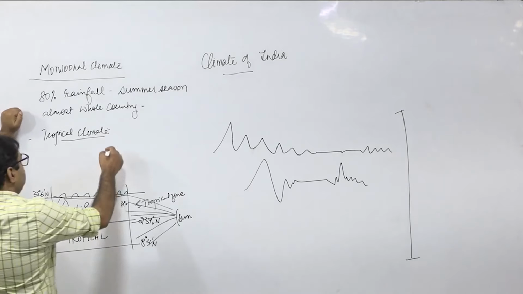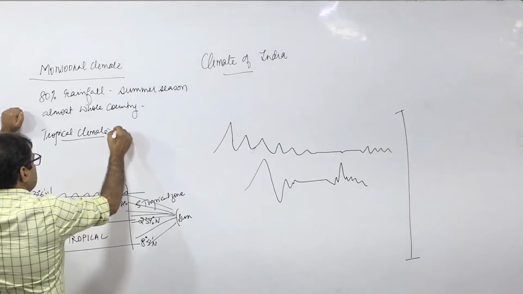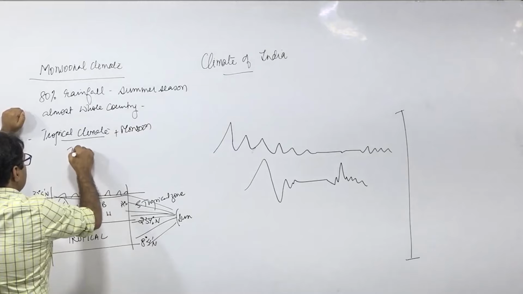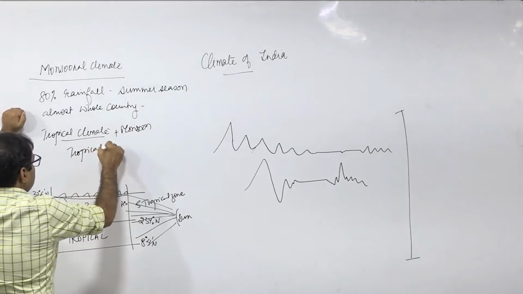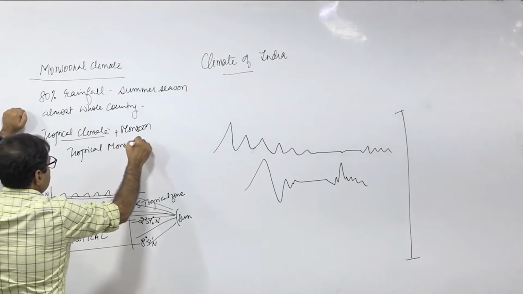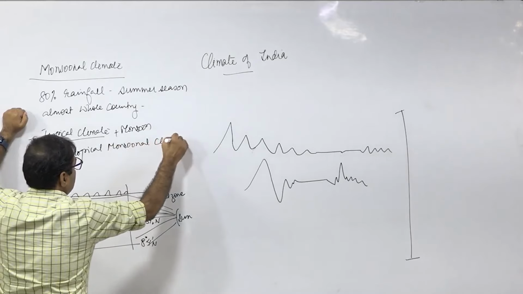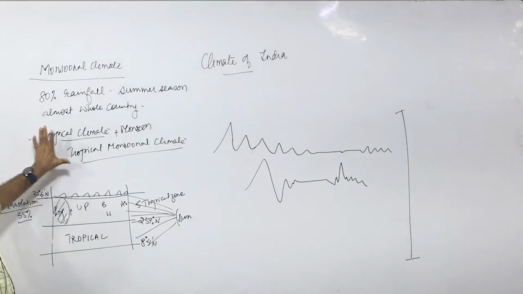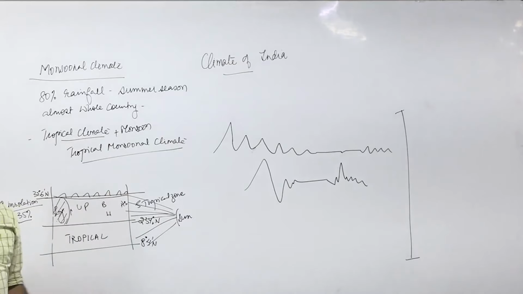So, क्या हो गया climate India का? India's climate is tropical monsoonal climate. Correct or not? जल्दी फटाफट से बोलो. Is this clear? समझ में आ गया? Right? So, climate of India is a tropical monsoon climate. Right?